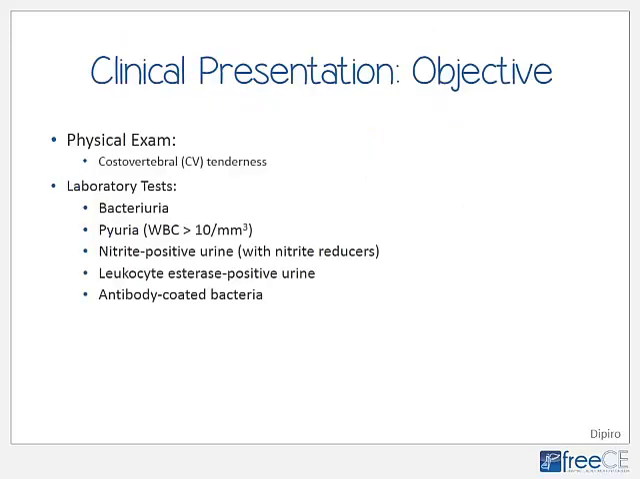From an objective perspective, we don't have a lot that we can gain from our physical exam. If somebody has an infection in their upper urinary tract, they frequently will have costovertebral tenderness, or CV tenderness. Again, this is really pain within the kidneys.